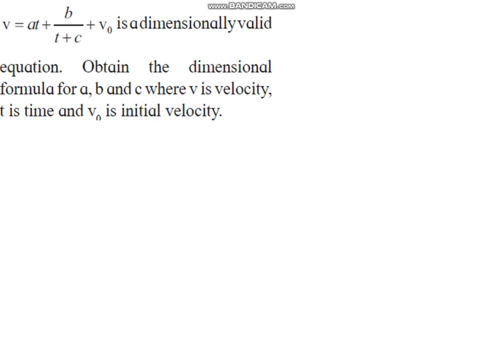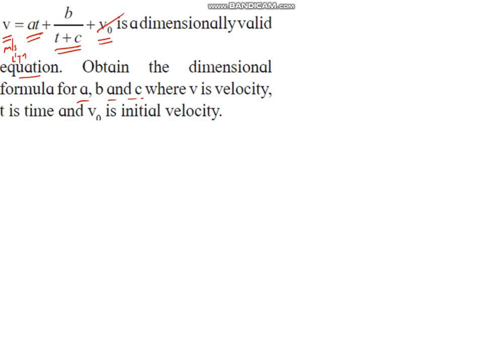So let us continue with the last part of the sums of chapter 1. V is equal to AT plus B by T plus C plus V0 is a dimensionally valid equation. Now whenever they say like this, please understand that every term over here will have the same dimension. So if this is velocity having unit meter per second and dimension as L1 T minus 1, every term will have the same dimension. Okay. So what they have asked is to obtain the dimensional formula of A, B and C, where V is velocity and V0 is initial velocity.